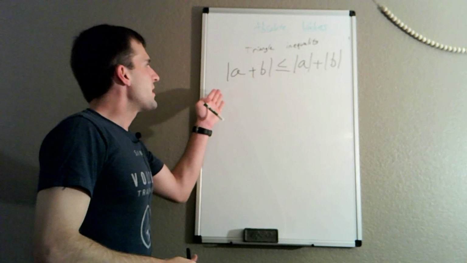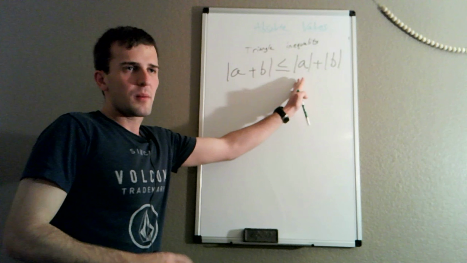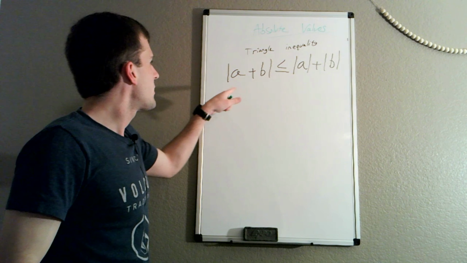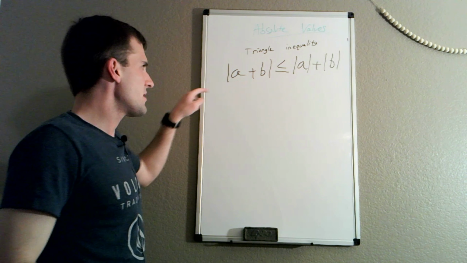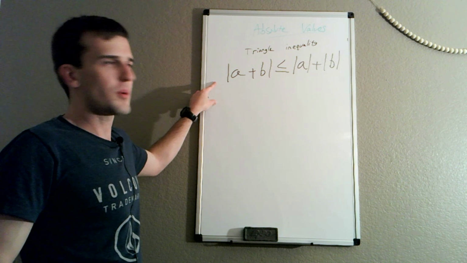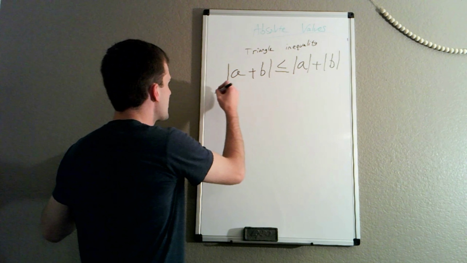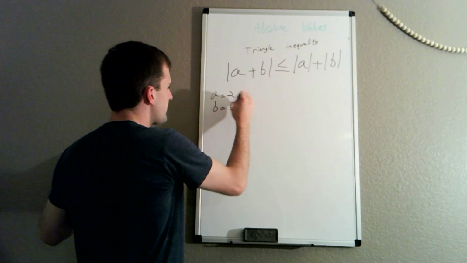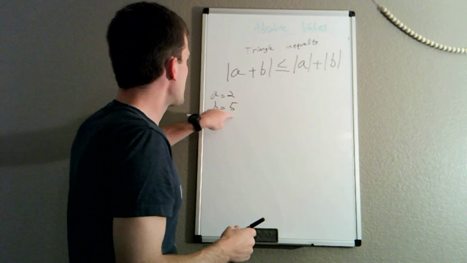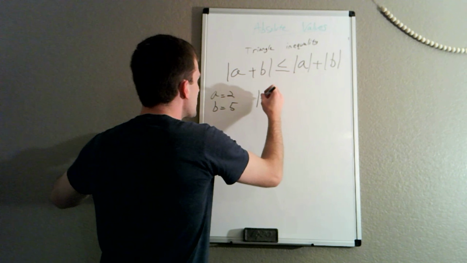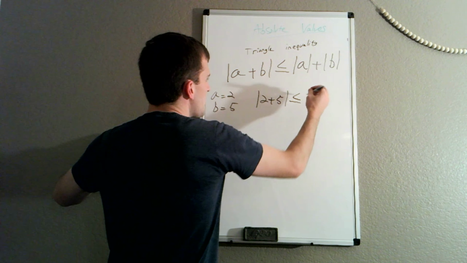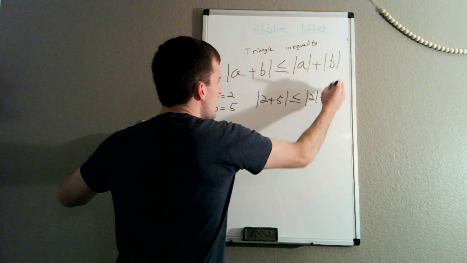And if this isn't immediately obvious, we can just plug in a couple examples and we'll see that this always works out. So let's plug in a positive value for both a and b first and see what happens. Let's say a equals 2, b equals 5. Plugging in 2 and 5, we get the absolute value of 2 plus 5 is less than or equal to the absolute value of 2 plus the absolute value of 5.